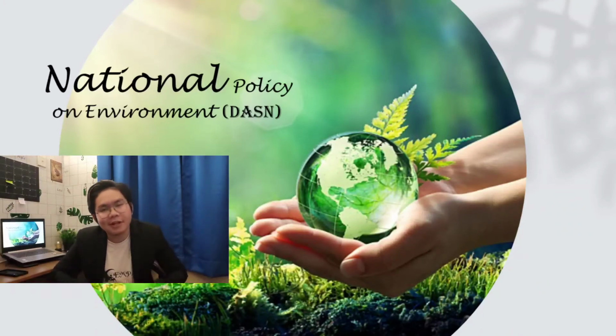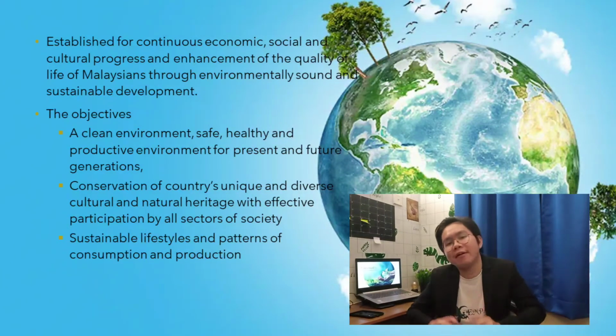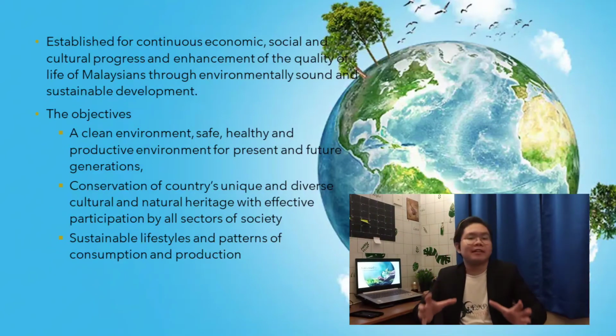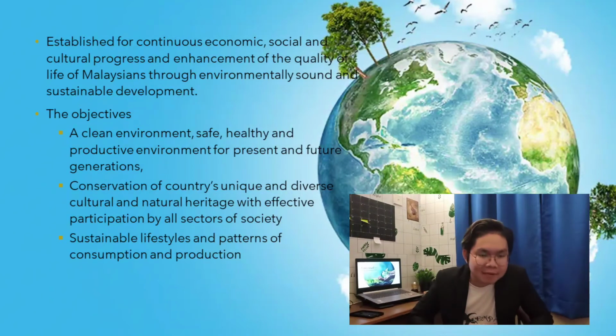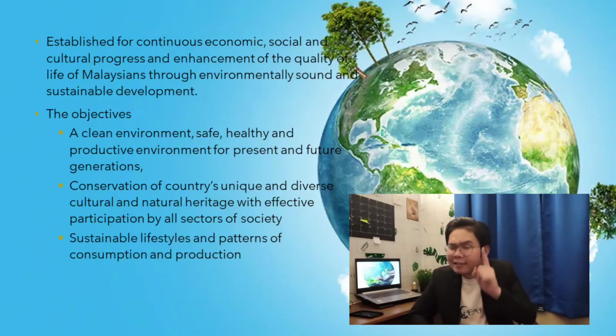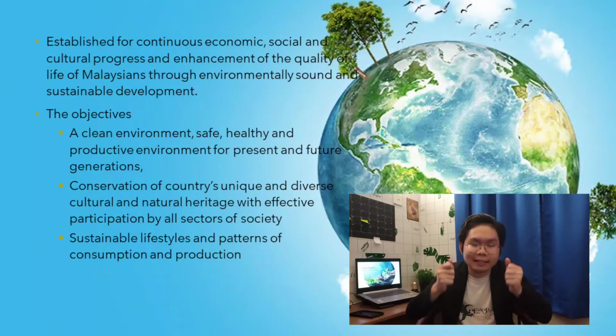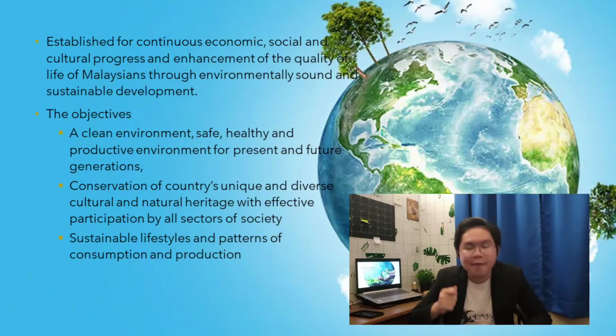The government policy is the National Policy on Environment, DASN. This policy has been established for continuous economic, social, and cultural progress and enhancement of the quality of life of Malaysians through environmentally sound and sustainable development. The first objective is to make sure a clean, safe, healthy, and productive environment for people right now and future generations. The second objective is conservation of the country's unique and diverse cultural and natural heritage with effective participation by all sectors of society. The third objective is to ensure sustainable lifestyles and patterns of consumption and production.